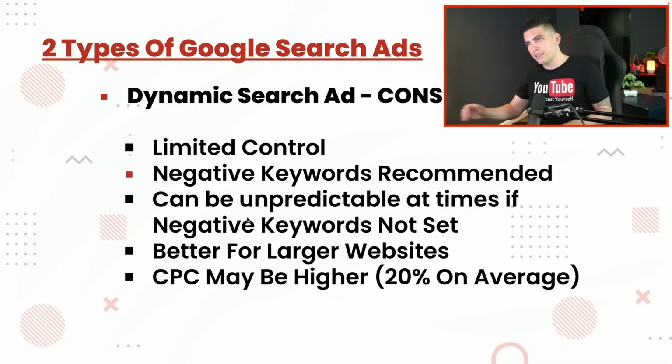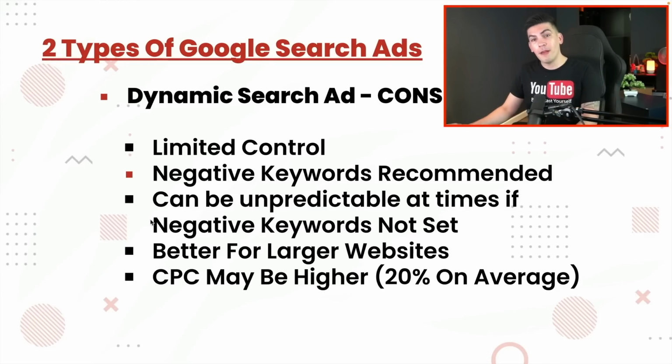Can be unpredictable at times if negative keywords are not set. Since it's actually very broad, yeah, we're talking about coffee here, but we can talk about coffee makers, coffee meetups, coffee communities, coffee education. So if you don't set specific audiences exactly, sometimes you'll get weird results, right?